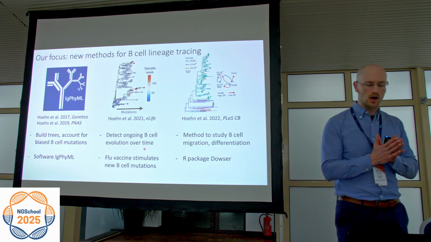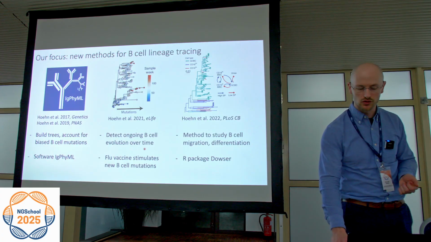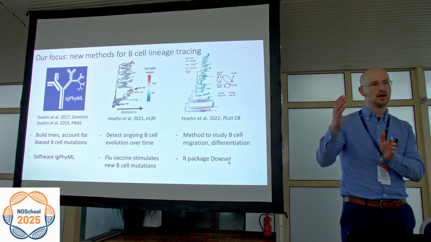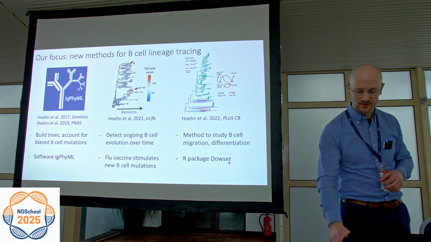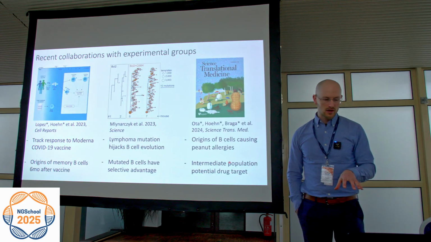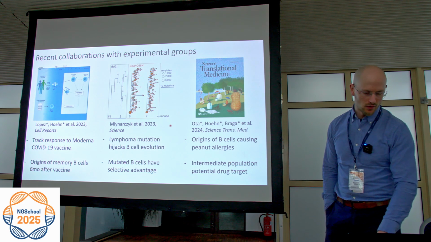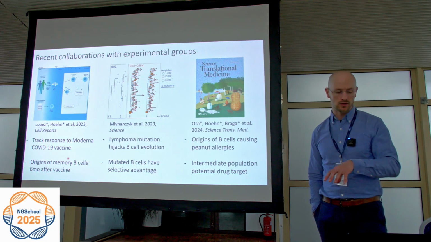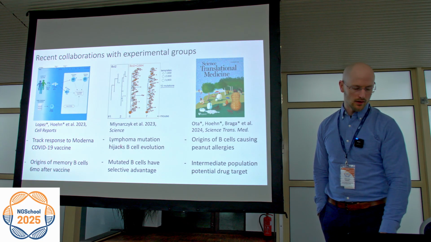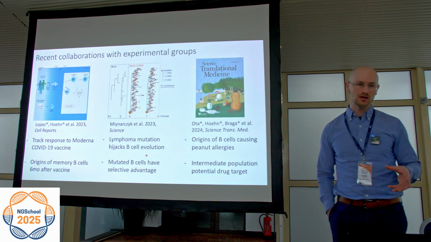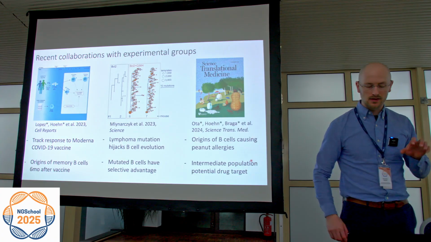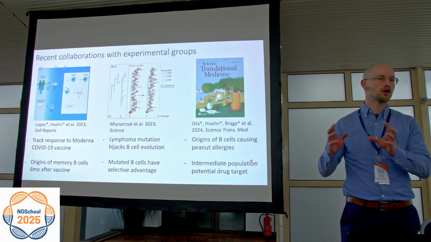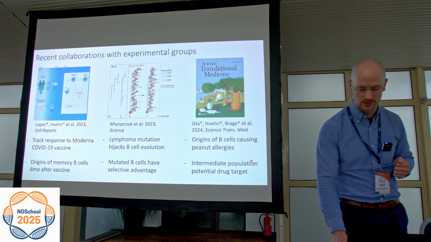Also, methods for understanding B-cell evolution over time using longitudinal data, understanding cell migration and differentiation if we have cells that are sampled from different biopsies or different B-cell types. And we also do a lot of collaborations with experimental groups. So we've done one study recently in tracking the response to the Moderna COVID-19 vaccine, analyzing how lymphoma driver mutations hijack B-cell evolution, and in identifying the origins and causes of antibodies that cause food allergies, specifically peanut allergies.